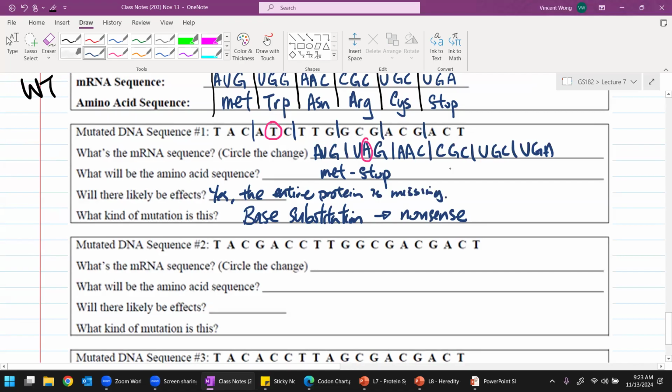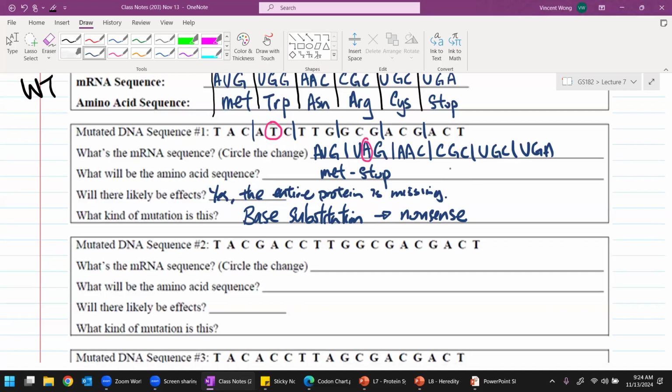This would be loss of function mutation. You lost the protein. It's not going to function. You're not making the red light. That could be problematic. Right? If this was insulin, you're not making insulin anymore.